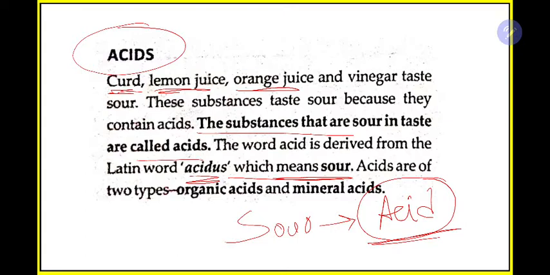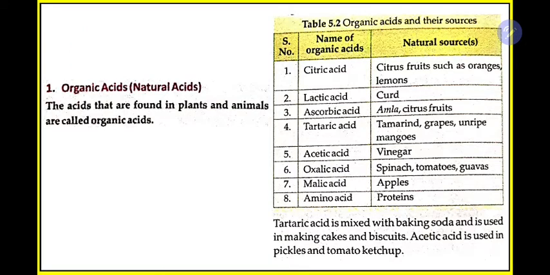Acid can be of two types. It can be organic acid or mineral acid. Okay. Again, I am repeating. Acid is of two types. One is organic acid, another one is mineral acid. Now, as we know, two types of acid are there. We'll read what these are, right? So let us discuss.